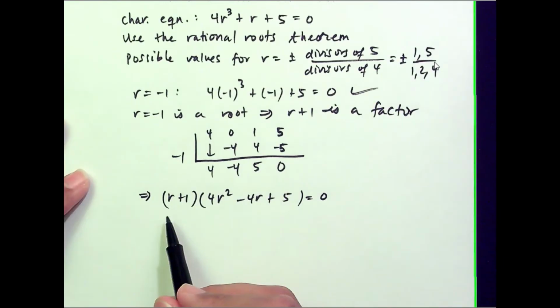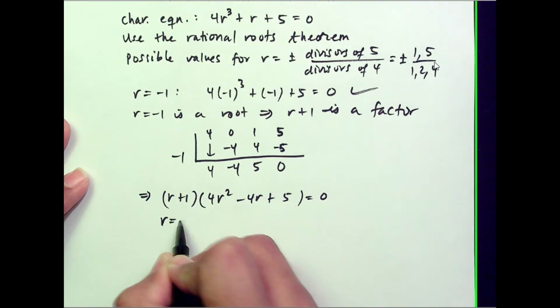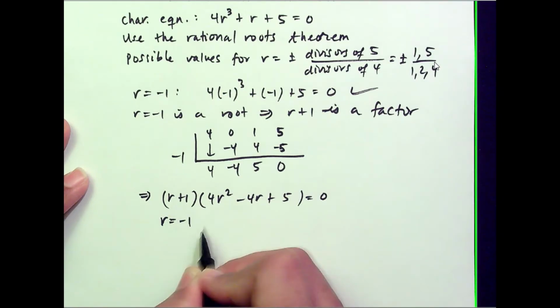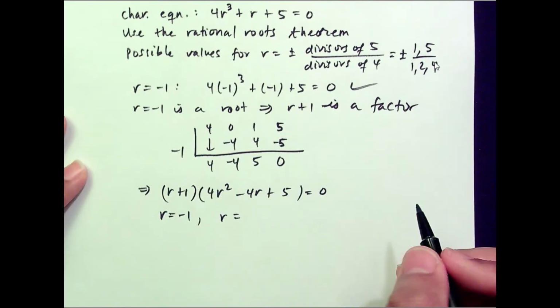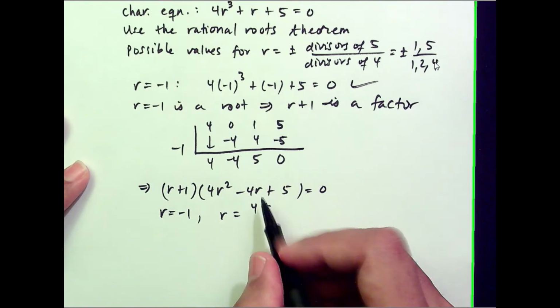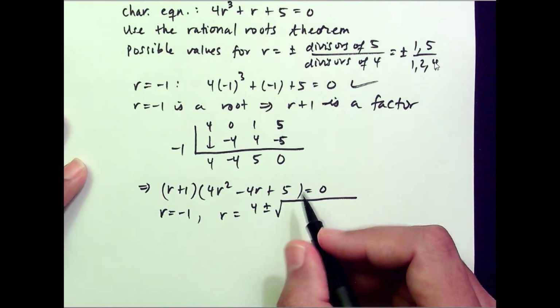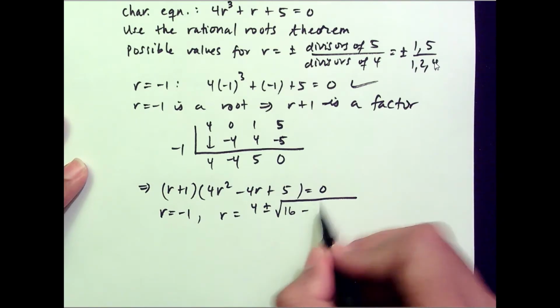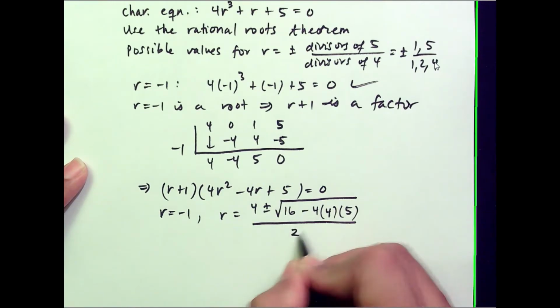Okay, so then the roots for this are going to be, well, we have r equals -1, which is this part equal to 0, and then this part you set equal to 0 and solve that, and the best way to go for that is to use the quadratic formula. So using the quadratic formula there, you're going to get r equals -b, which is +4, plus or minus the square root of b squared, which is 16, minus 4 times a times c, all that over 2a.